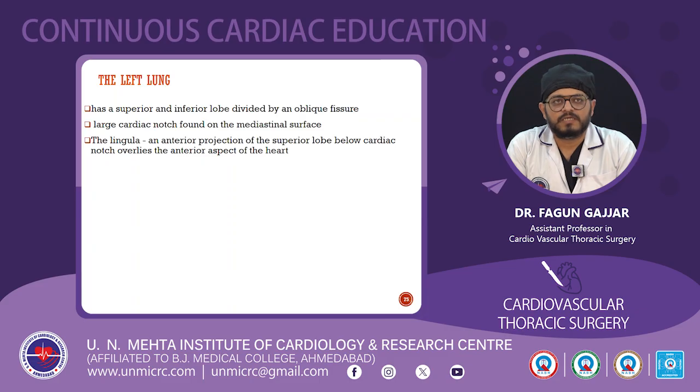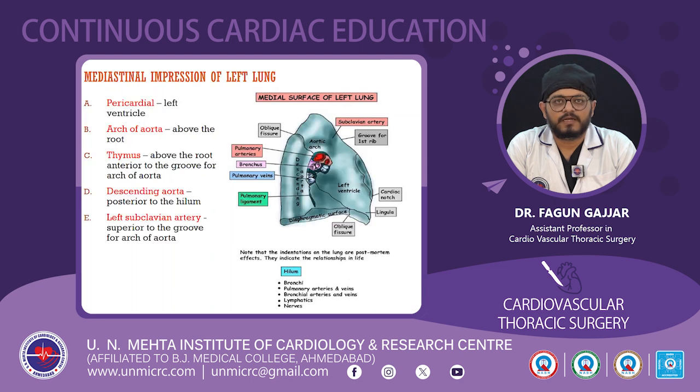Regarding the left lung, it has a superior and inferior lobe divided only by the oblique fissure. It has a large cardiac notch found on the mediastinal surface. The lingula is a segment of the anterior projection of the superior lobe below the cardiac notch, which overlies the anterior aspect of the heart.